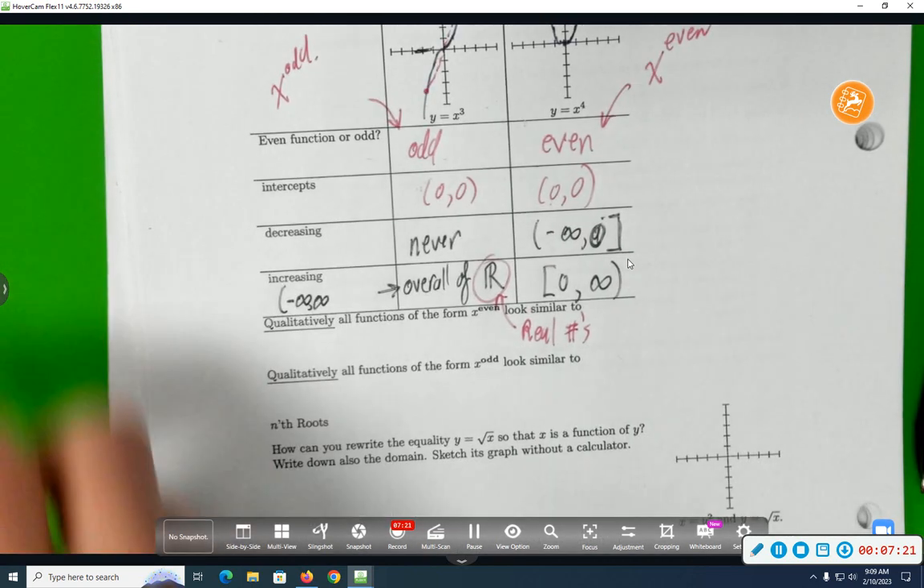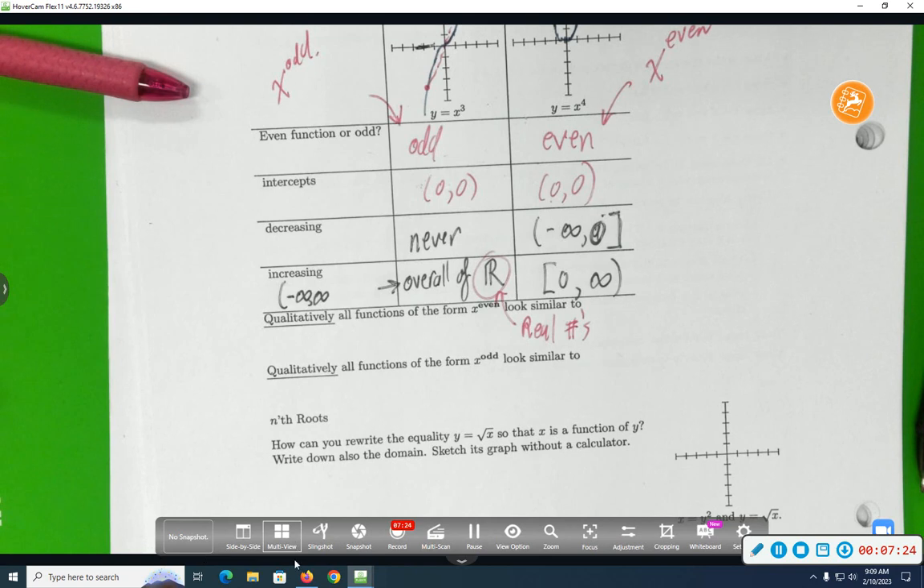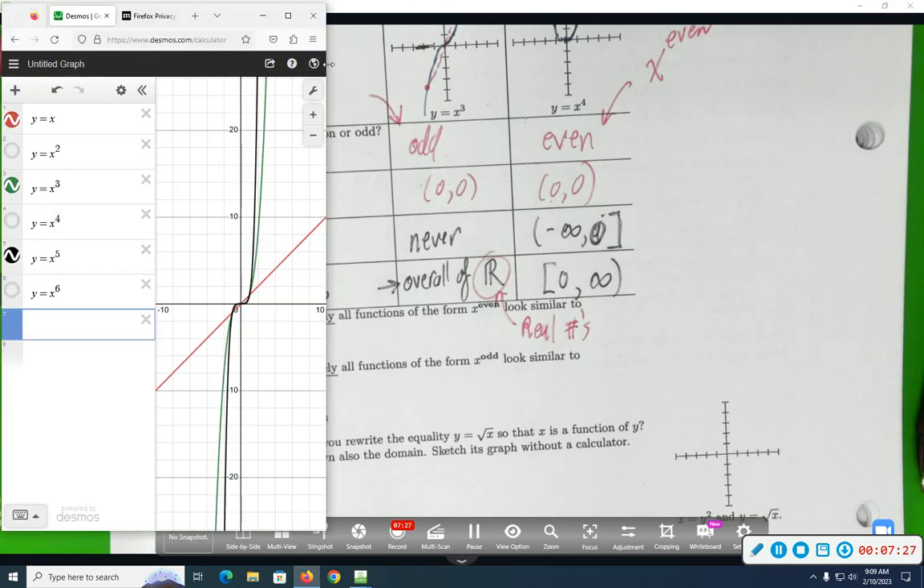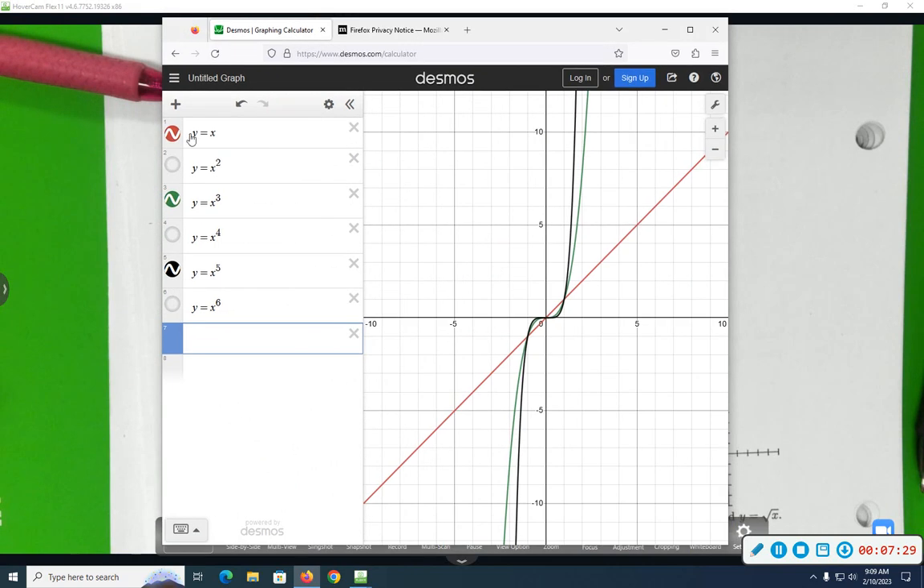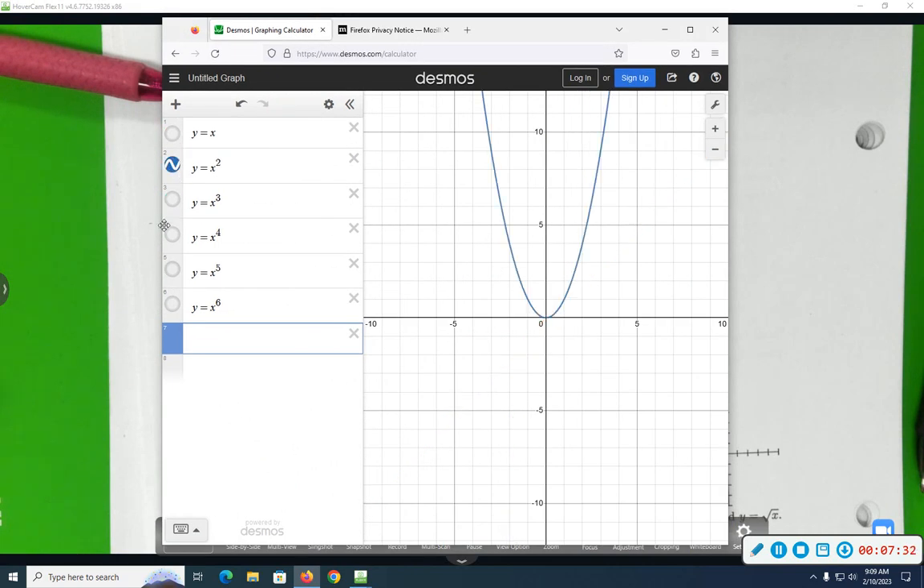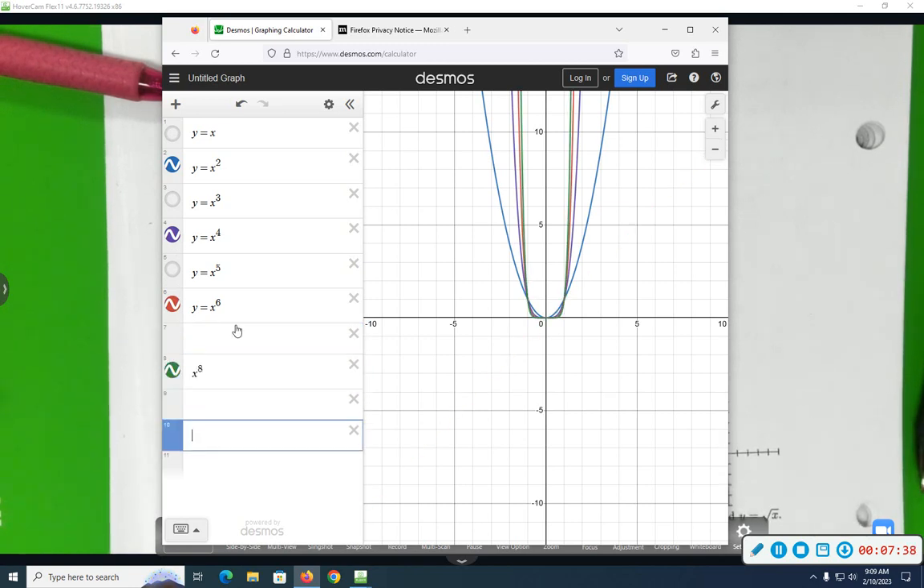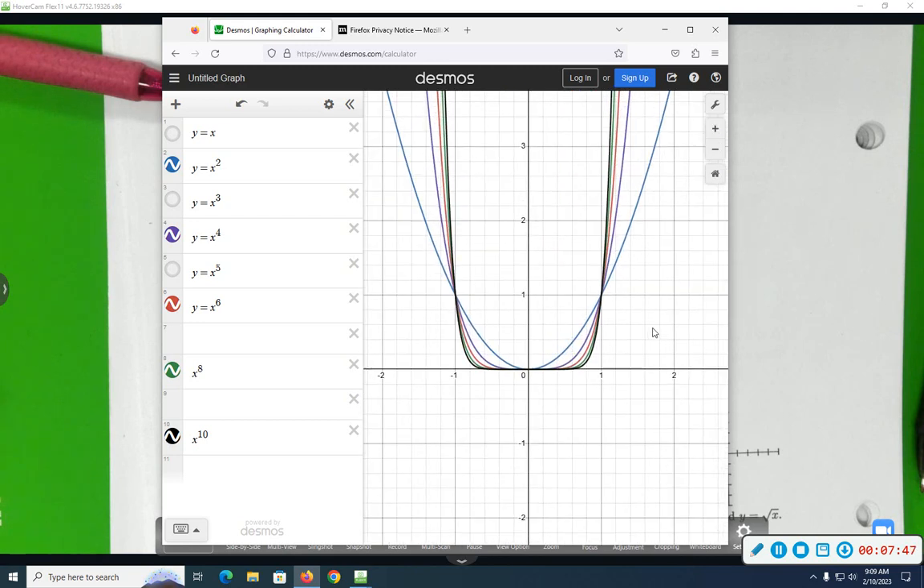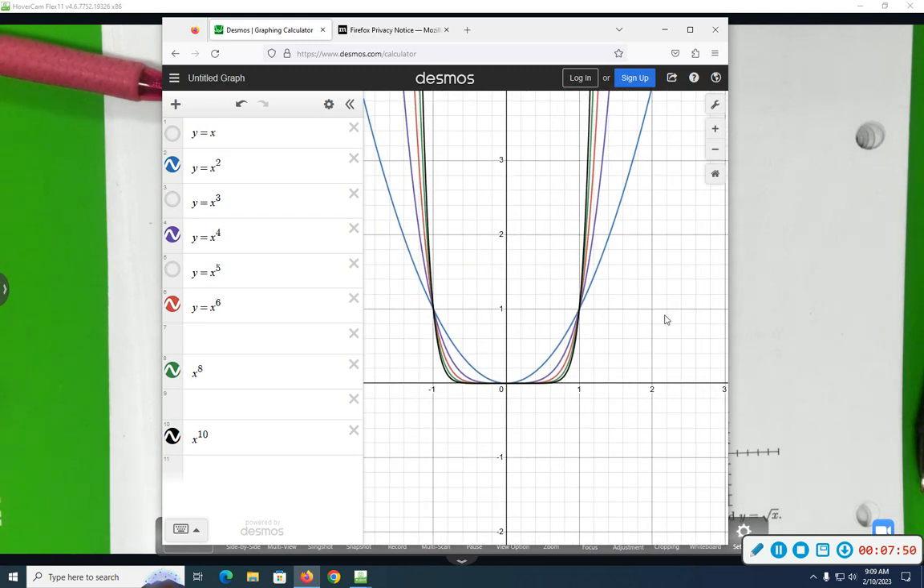All right. So, we can say something qualitative about the graphs of all of these functions. So let's just pull up the graphs of all of the even power functions. X squared, x to the 4th, x to the 6th, x to the 8th, x to the 10th, that's probably enough. Can you say anything about the shapes of these graphs? Are they similar in some way? Yeah. They're all roughly bowl-shaped. They open upward.